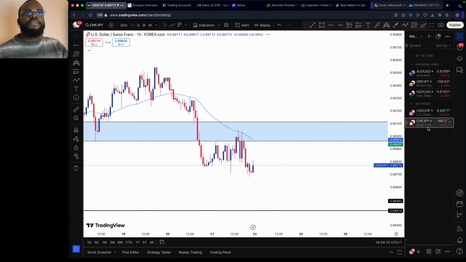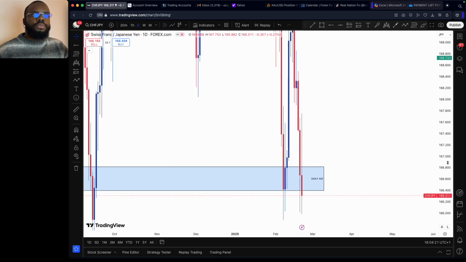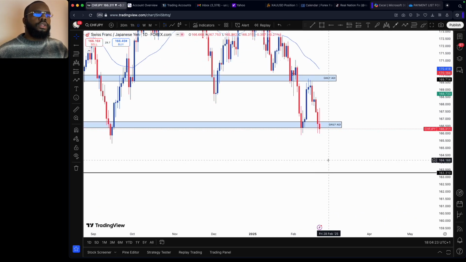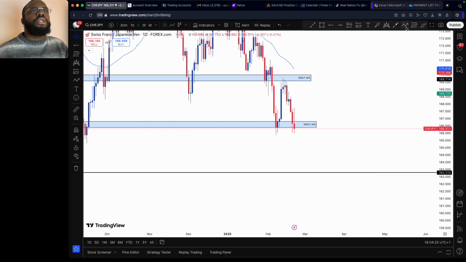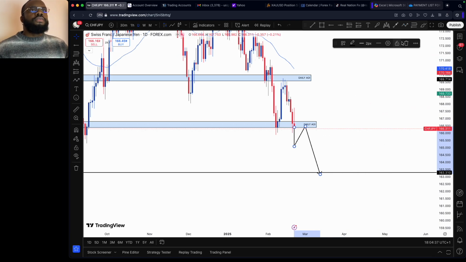Then again, I have CHF JPY. CHF JPY is not so clear at the moment. So what I want to see is I need a daily confirmation. I want the daily to close outside of the zone, then a pullback to continue selling CHF JPY.